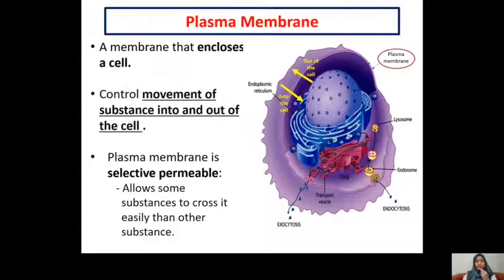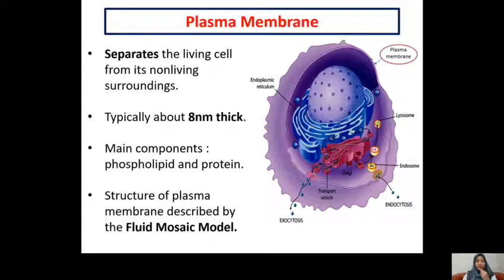So what does it mean by selectively permeable? It only allows certain substances to pass through it. So not all substances can pass through the plasma membrane. It also separates the living cell from its non-living surroundings. So basically, the plasma membrane protects the cell from anything outside of it. Since it is the outermost layer and it's very, very thin, it's normally about 8 nanometers thick. And since it is very thin, it's only composed of two major components. The first one is phospholipid and the second one is protein.